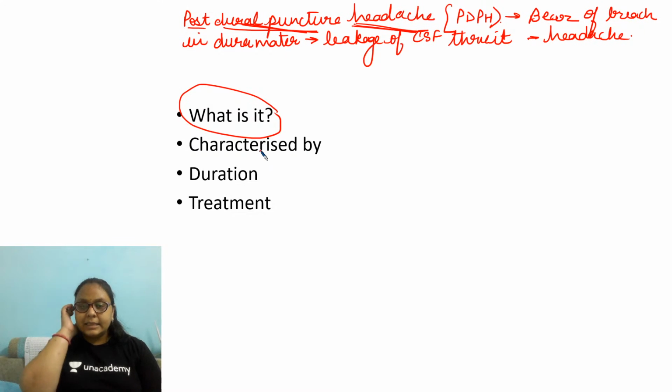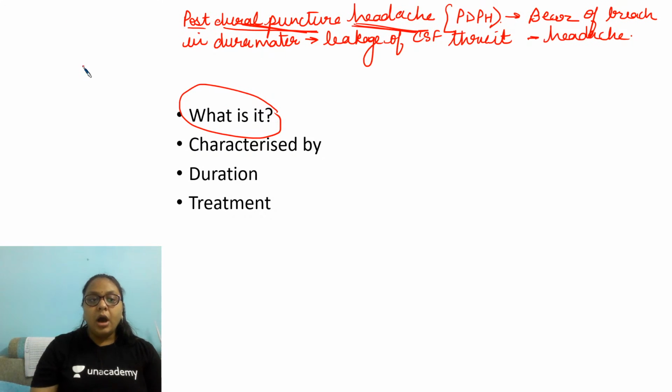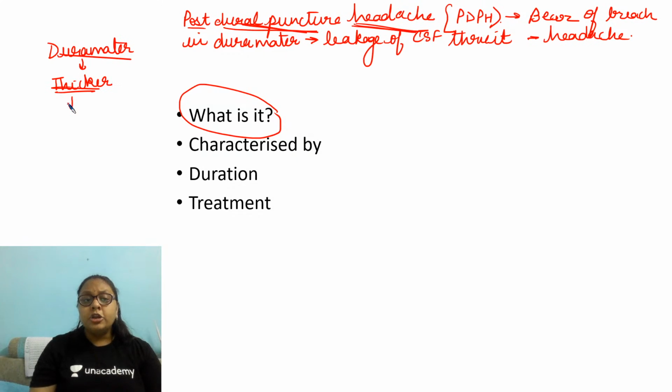तो spinal anesthesia में क्या होता है? We are piercing the dura mater. ठीक है, we are piercing the dura mater. तो अगर हम लोगों ने जैसे dura mater thicker needle से, ठीक है, मोटी needle से अगर हम लोग उसको pierce करेंगे तो क्या होगा? More chances of CSF leak, right?